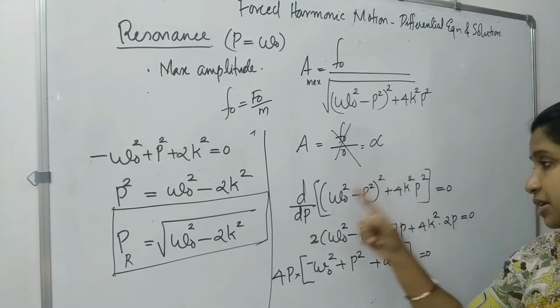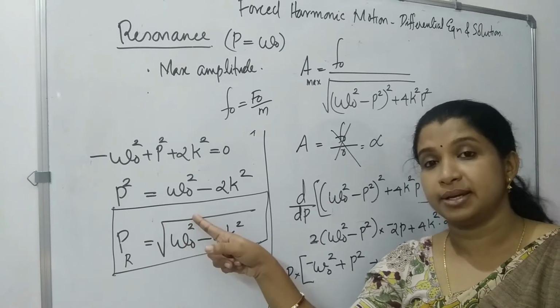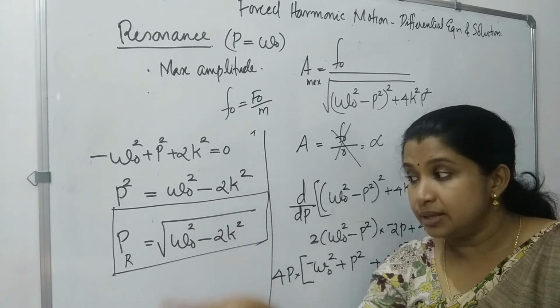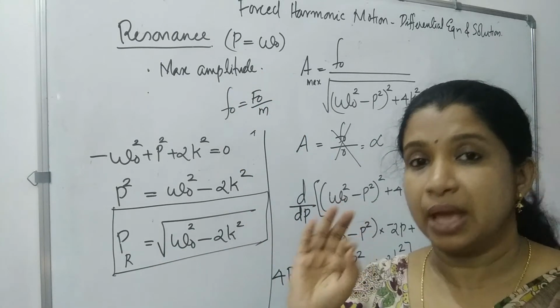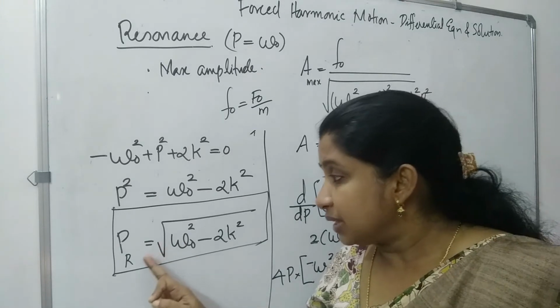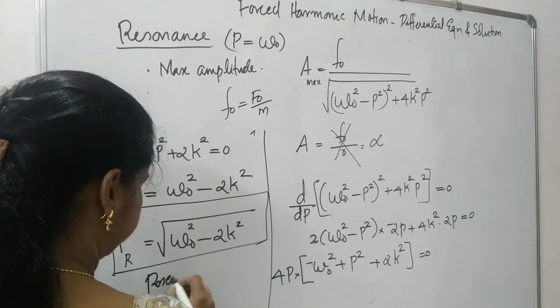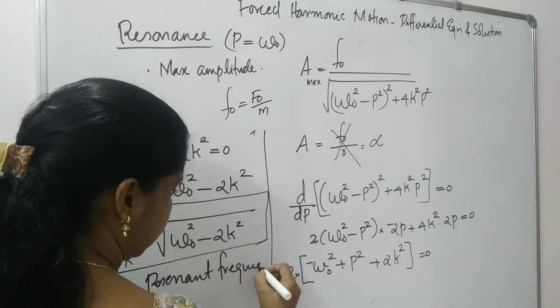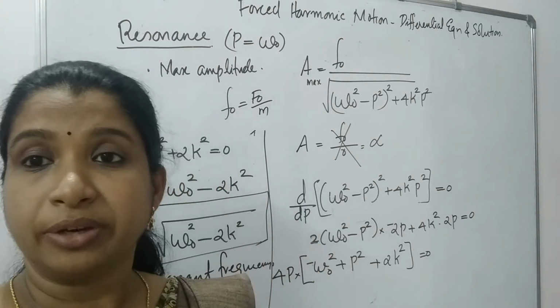From this condition, we differentiate this equation and we get p equal to root of omega 0 square minus 2k square. What's the meaning of this p? At this particular frequency, the body oscillates with maximum amplitude. This frequency is called the resonant frequency. So what's the importance of this resonant frequency?